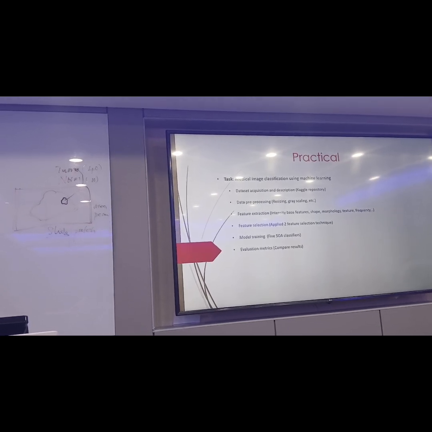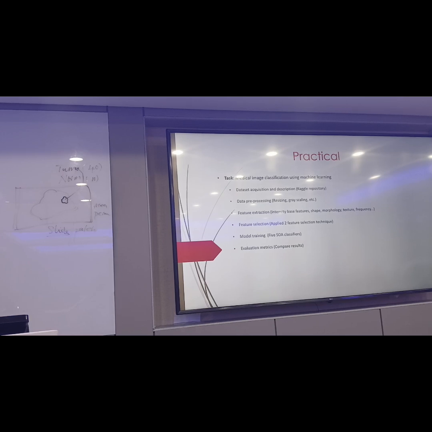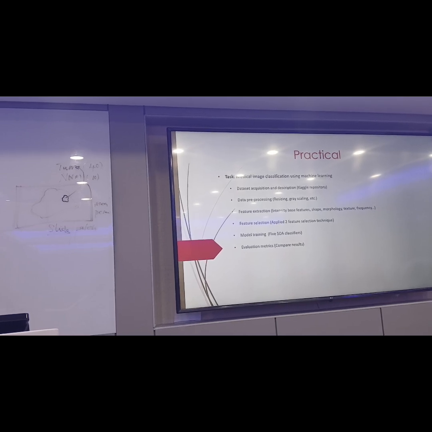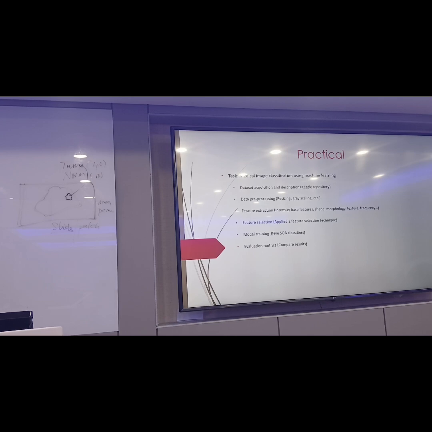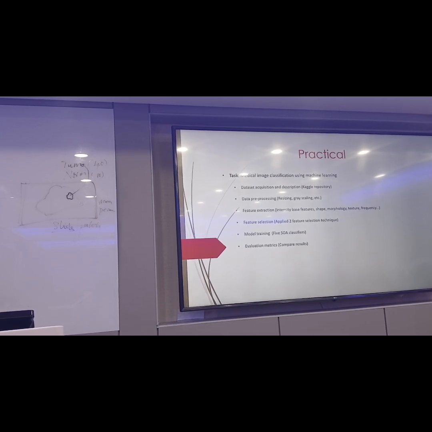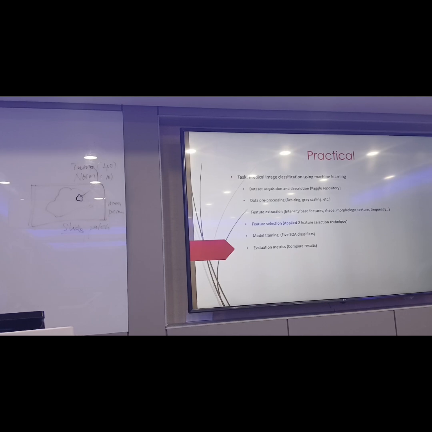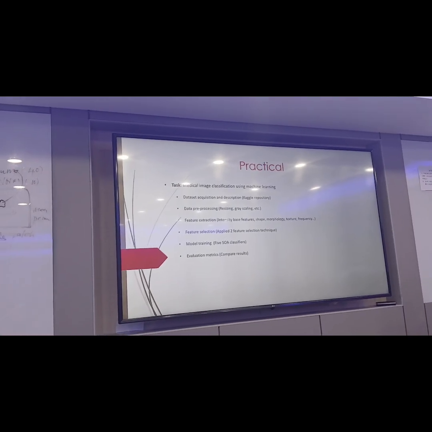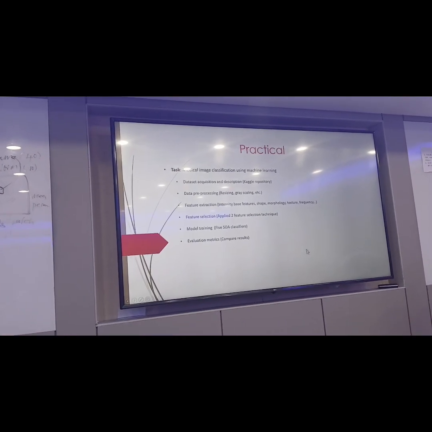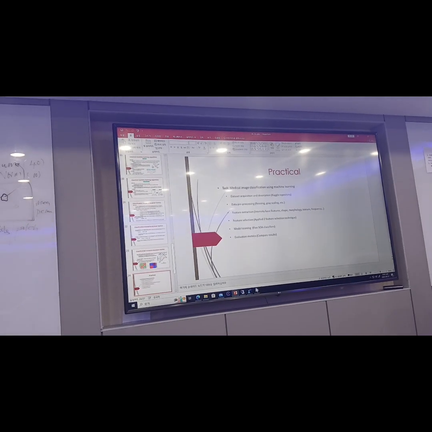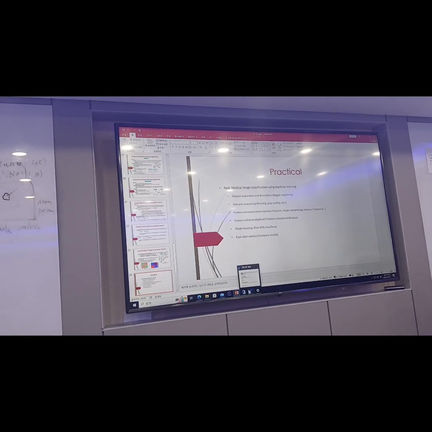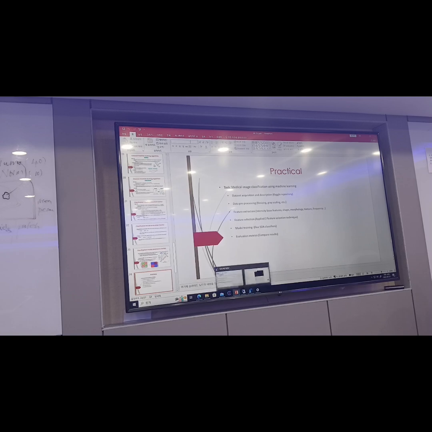For example, data acquisition, data description, taking data from the Kaggle repository, and then also data pre-processing, resizing, grayscaling, and so on, and then feature extraction and so on. I just took a random example that was done in the past, up to evaluation. So let's try to see it from my PC. I don't know if it's necessary to run it again, but we can first of all look at it.